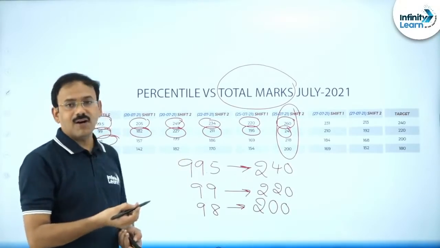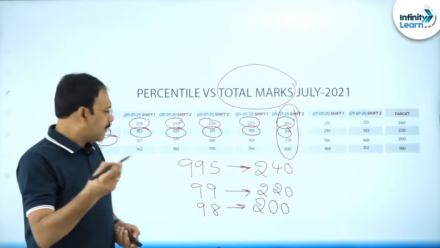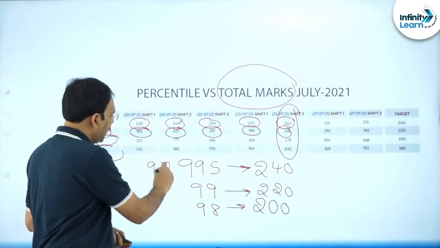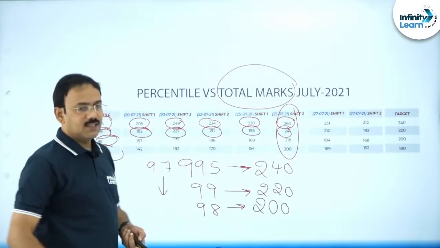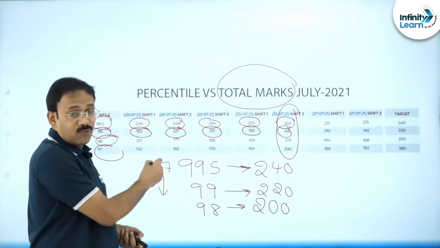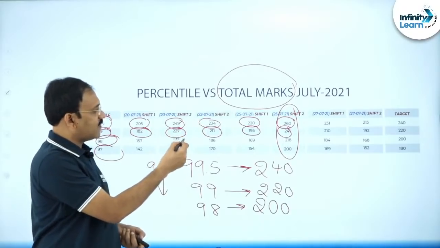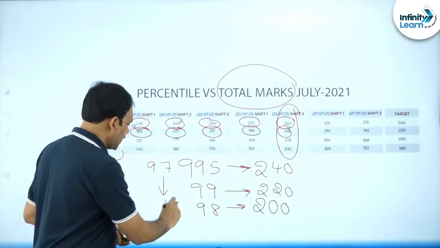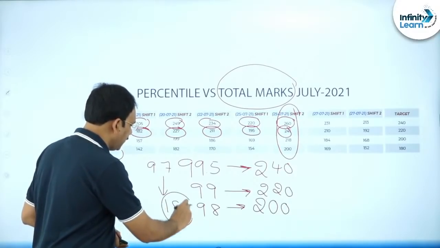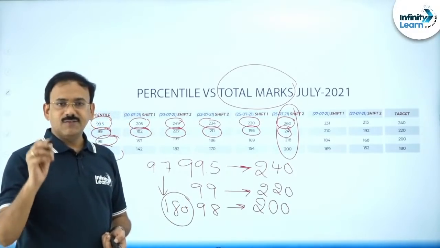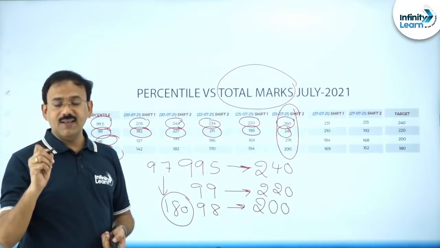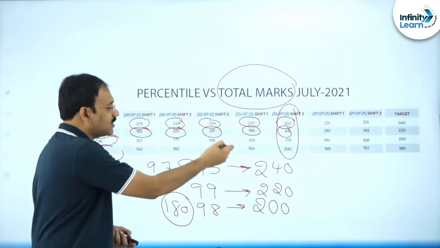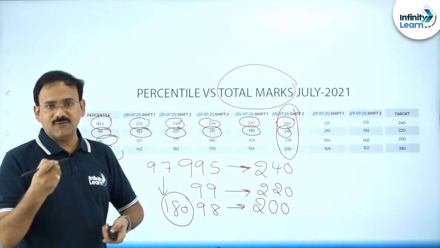So 200 marks is also a bit difficult, but still okay. If you want to get 97 percentile, in this case, you see the marks will be 142, 182, 170, 154. Roughly I can say it should be about 180. So friends, first fix the rank, accordingly the percentile is fixed, accordingly the marks are fixed, the total marks are fixed.